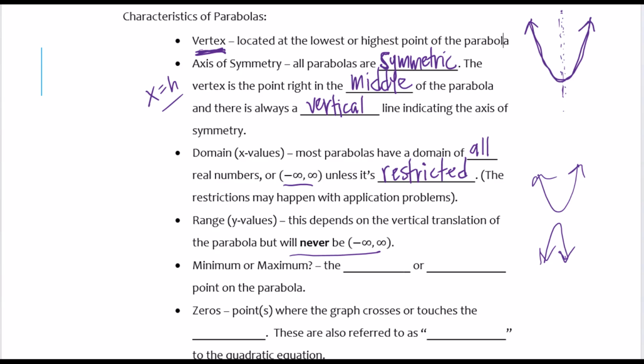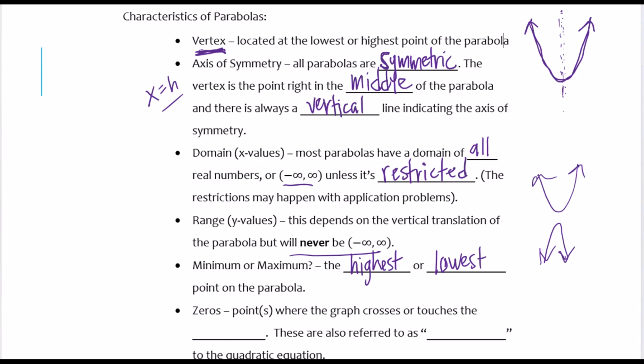Okay. All right. And then the minimum or maximum. This is the highest or lowest point of the parabola. All right, so if it's the highest point, that means it's a maximum. It's a maximum height. If it's the lowest point, that means it's the minimum.